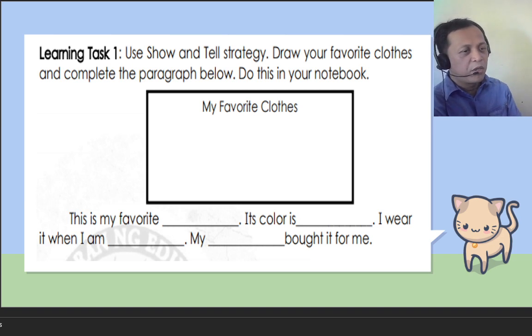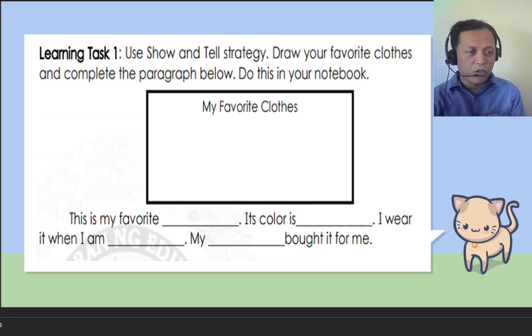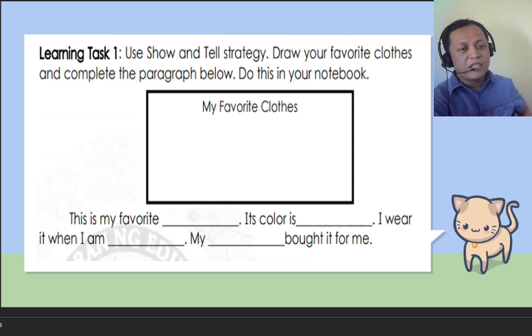Learning task number 1. Use show and tell strategy. Draw your favorite clothes and complete the paragraph below. Do this in your notebook. So in your notebook, what you're going to do is to draw your favorite clothes and complete the paragraph to make it more meaningful, to make it contain a message about your favorite clothes.